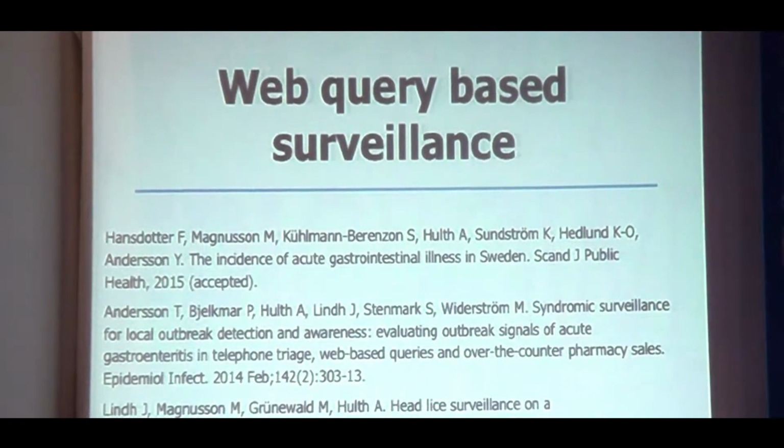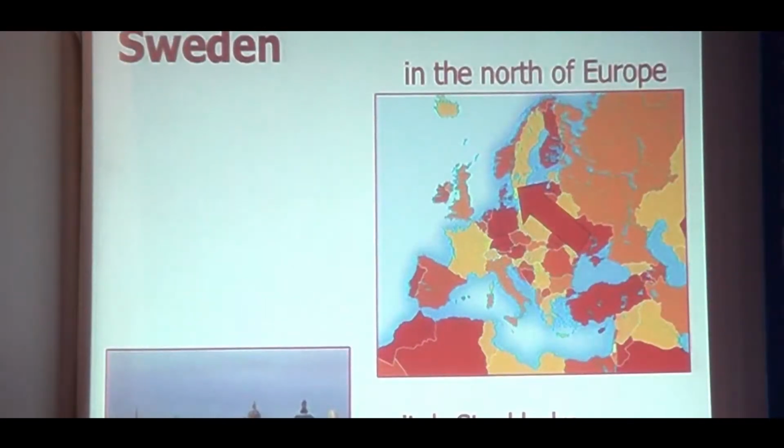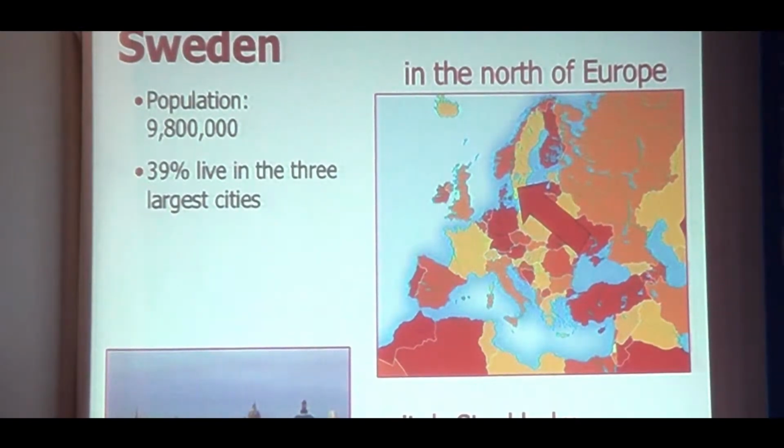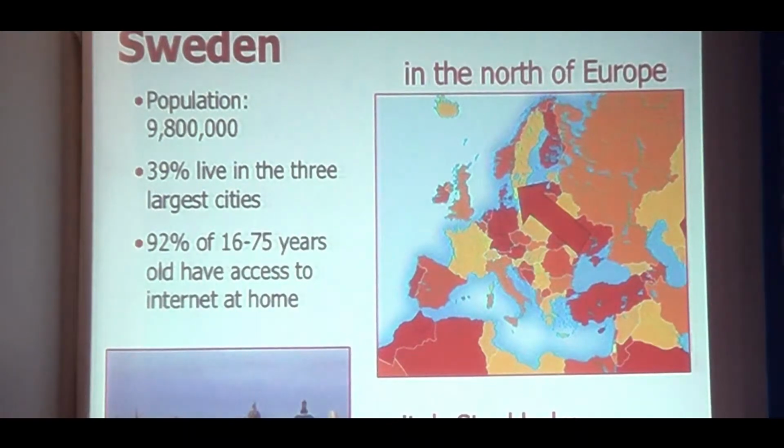So, let's get started. The first activity takes place in Sweden, which is, just for information, situated in the north of Europe. We have a population of almost 10 million people, and it's a highly urbanized country, so almost 40% of the population live in the 3 largest cities. And another piece of statistics that is relevant for what I will talk about is that more than 90% of those who are between 16 and 75 years old have access to internet at home.